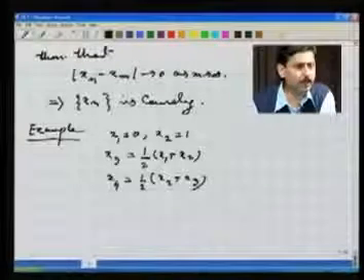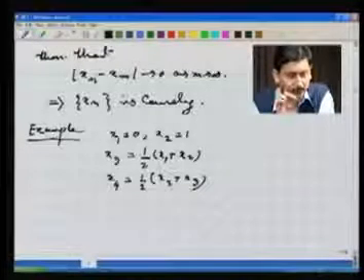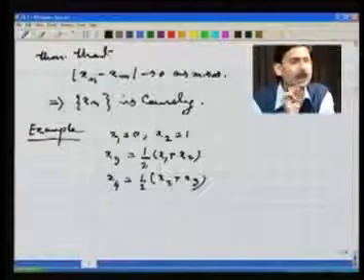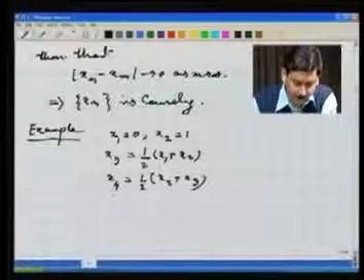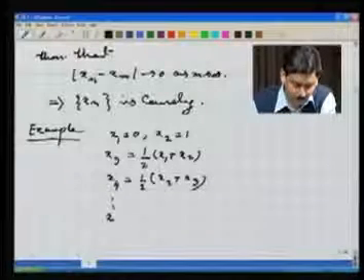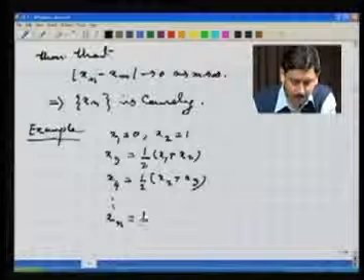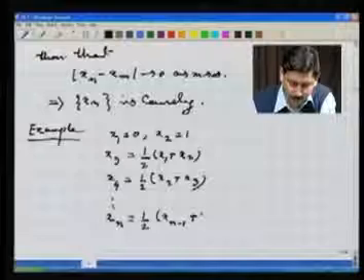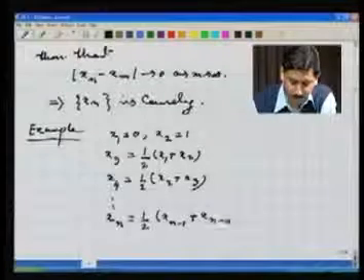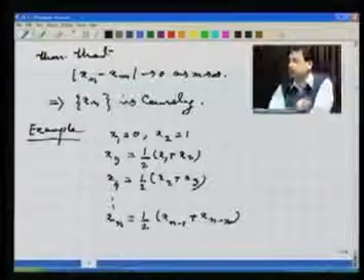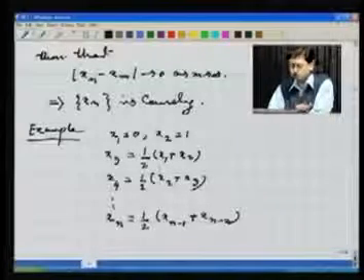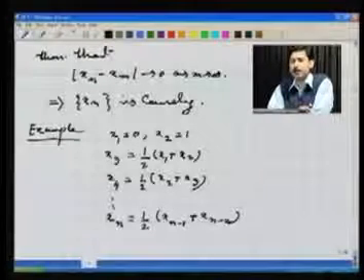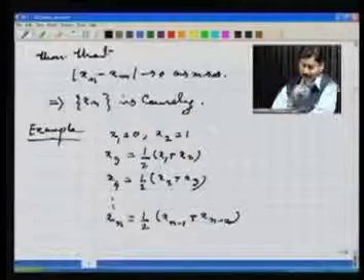In general, what I am doing, for any number n, I am looking at the two preceding terms of the sequence and then looking at their arithmetic mean. That is, the general definition I want to give is xn is half of xn minus 1 plus xn minus 2. So this certainly produces a sequence, and I want to know whether this sequence converges or not. If it converges, then I want to find out its limit. Okay? Very good.